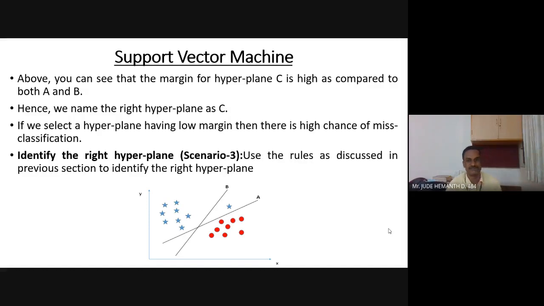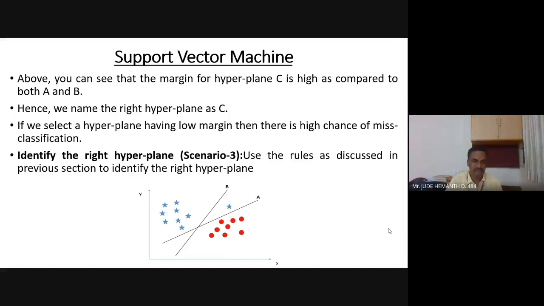Now which one will you choose? If you take A, it is able to classify your stars and circles correctly, but the margin is very less. If you take B, again, it is going to classify your stars and circles with maybe a better margin. Maybe one star you may lose out, but the margin is more. Which one should you choose? Should you give preference to the margin or to the accuracy?